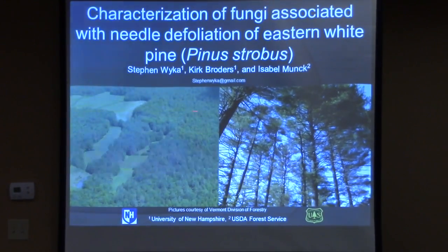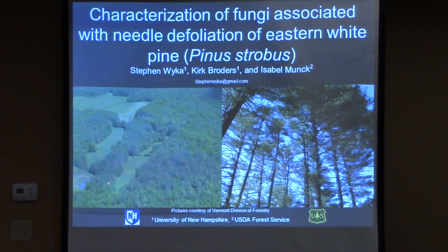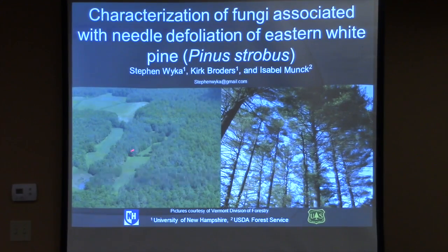So this is the research from my first year as a master's student at UNH, and the title of my thesis is Characterizations of Fungi Associated with the White Pine Defoliation of Eastern White Pine. As you can see, these are just some pictures documented by an aerial photo. You can see discoloration along the outer edges here, and as you can tell, it affects mainly the lower portion of the pine trees, while the upper portions are a lot more robust.